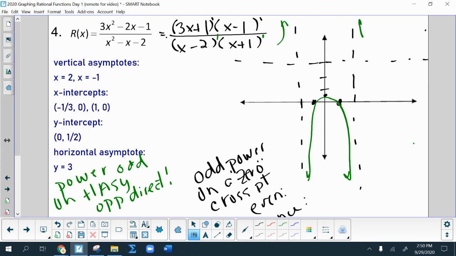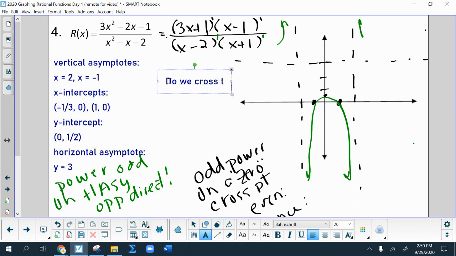The question is, do we cross the horizontal asymptote? And again, you're probably going, why would we ask that question? Why would we need to ask this? And I'm thinking, why wouldn't you ask this? So we need to figure out if we do.